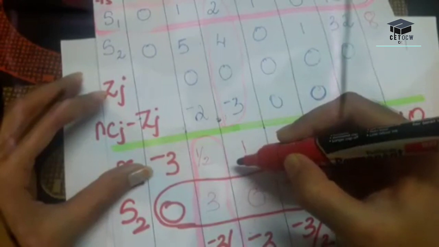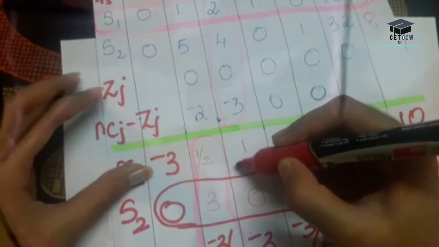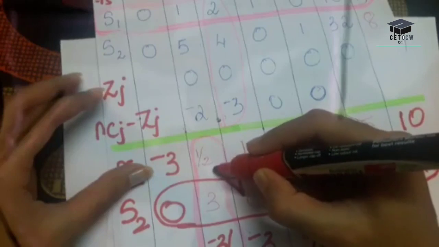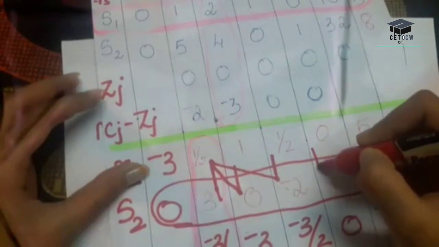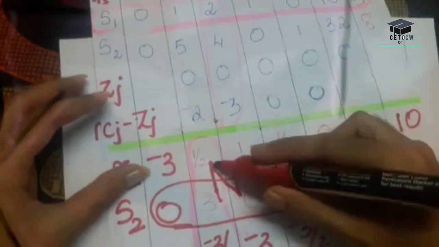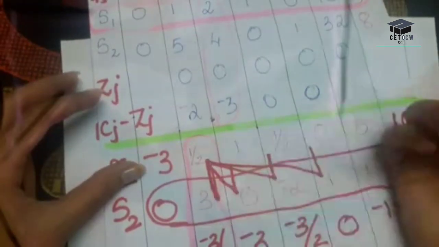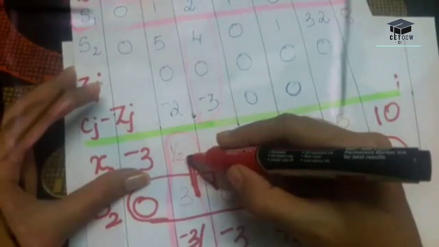You remember me drawing in the maximization video, right? Key column into key row by key element. Old value minus key column into key row by key element. Again old value minus key column value into key row value by key element. So it follows the same pattern here also. Old value minus key column value into key row value by key element, and we write the values. After solving we get these values.